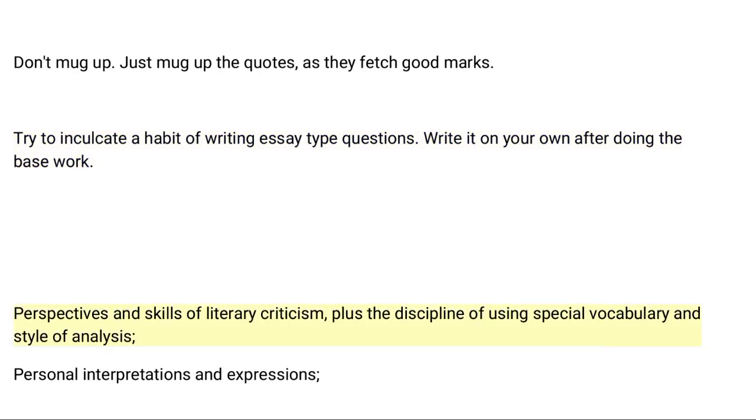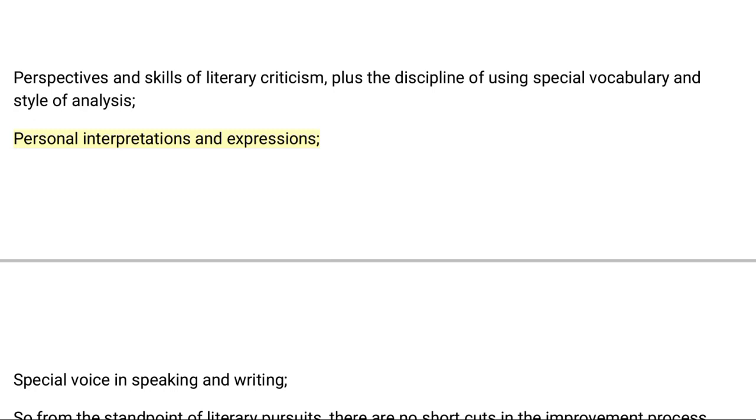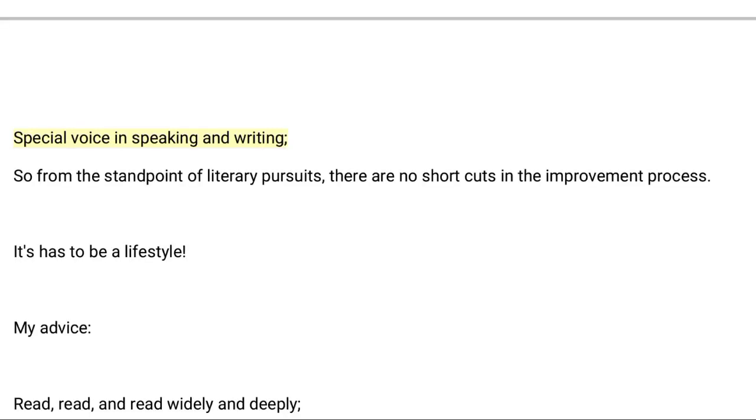Perspectives and skills of literary criticism, plus the discipline of using special vocabulary and style of analysis. Personal interpretations and expressions. Special voice in speaking and writing. So from the standpoint of literary pursuits, there are no shortcuts in the improvement process. It has to be a lifestyle.